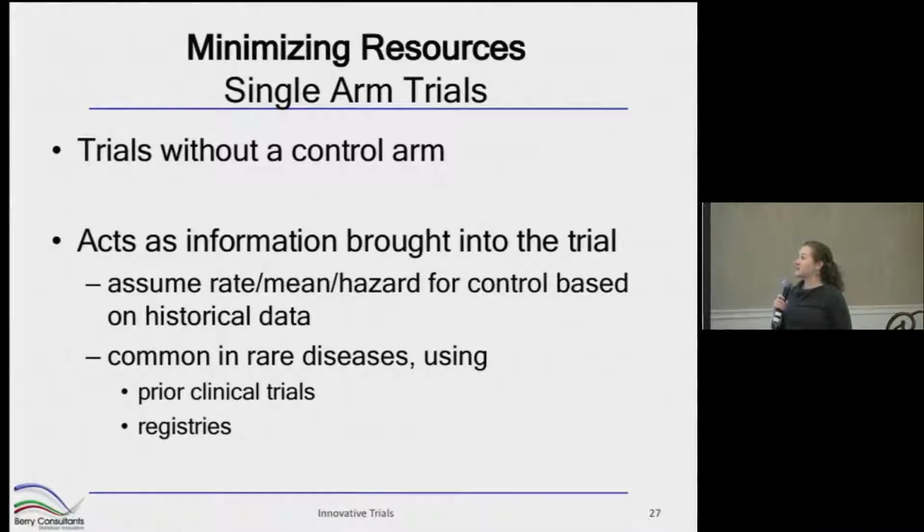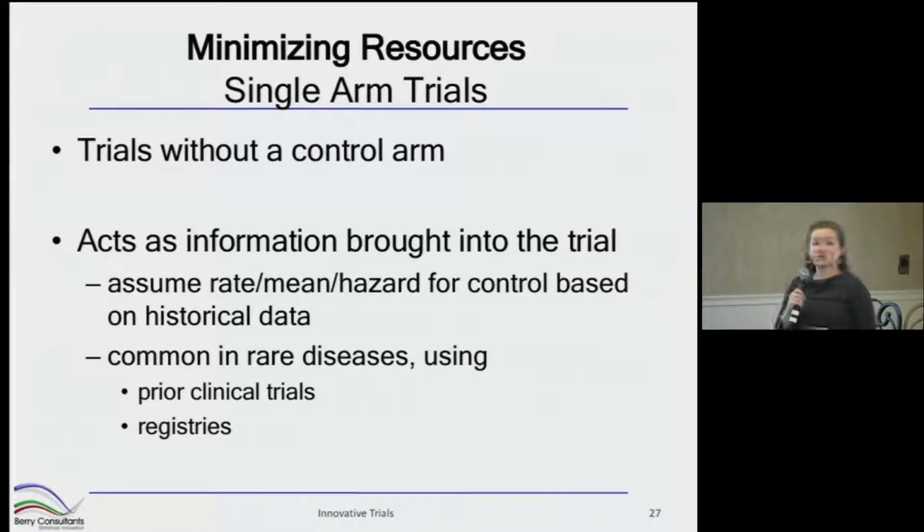All right. So the next topic we're going to talk about is single-arm trials. This kind of falls under the same banner as how do we minimize our resources when we're running a clinical trial. So one way, as Kurt described, is to have a flexible sample size. Another thing we sometimes do is run a trial where all of our participants receive the investigational therapy. So these are what we call single-arm trials. There's no placebo arm or no control arm in the trial.